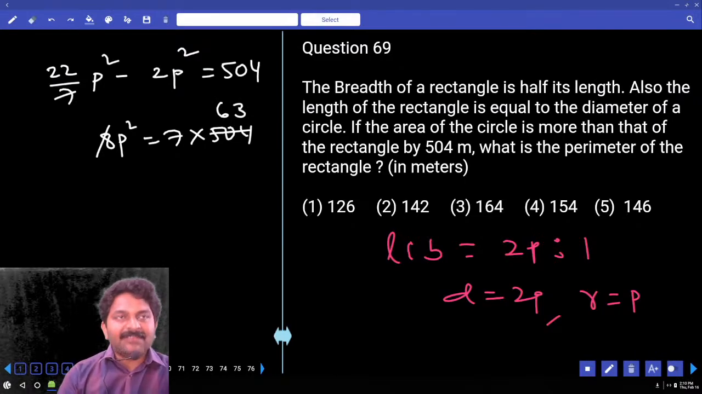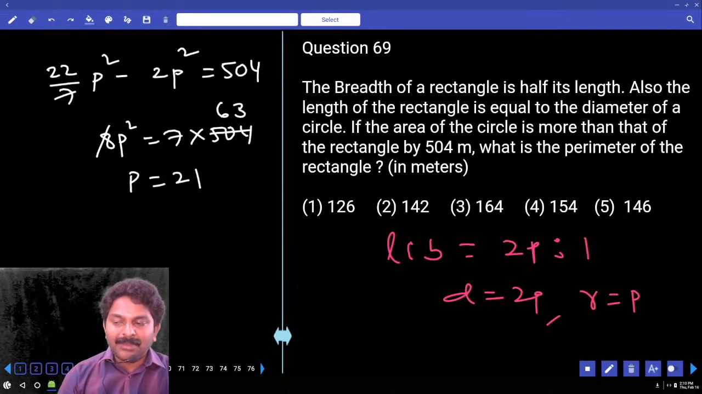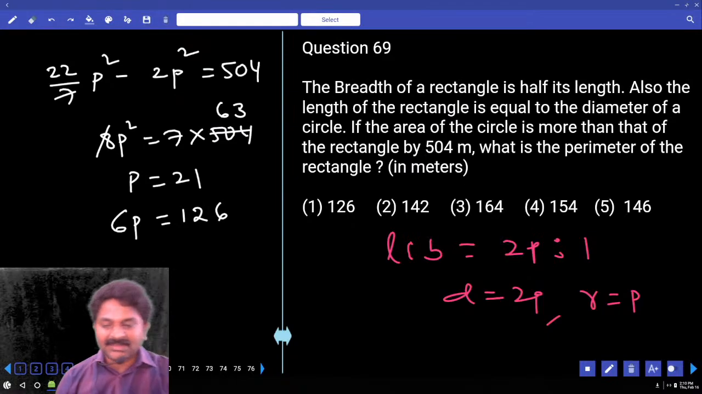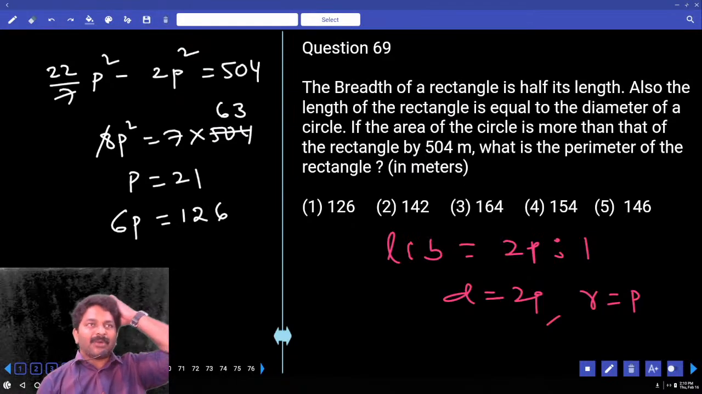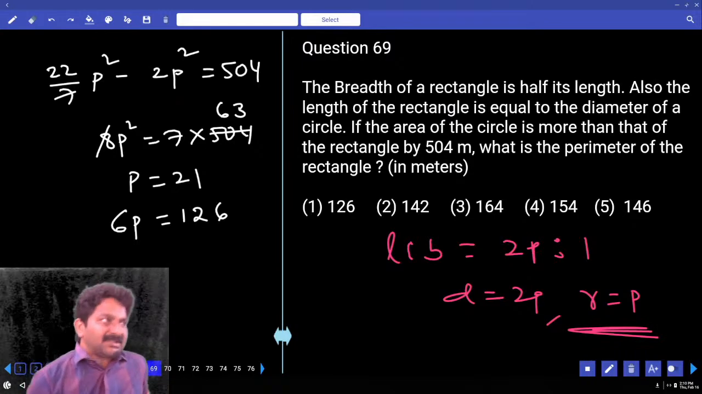63 we can write it as 7 into 9. Then we have 7 square and then 3 square. 7 into 3, 21. Asked to calculate perimeter of the rectangle. Perimeter of the rectangle 2 times of L plus B, which is equal to 6 parts. That is 126.